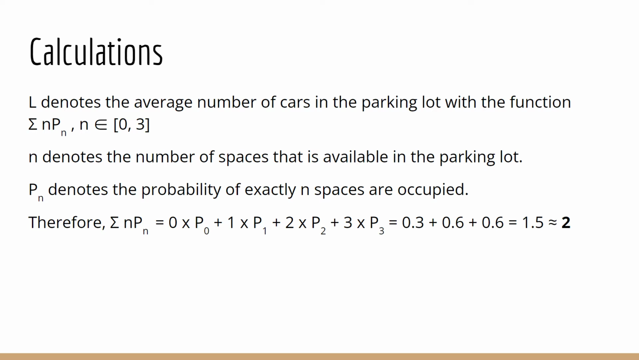We get 0 times P0 plus 1 times P1 plus 2 times P2 plus 3 times P3. We get 0.3 plus 0.6 plus 0.6. We get 1.5. Because this question is asking for the number of cars, and there are no half cars, we just round that to 2.